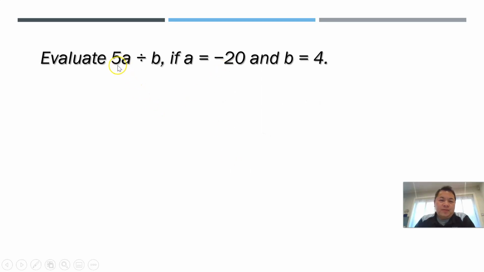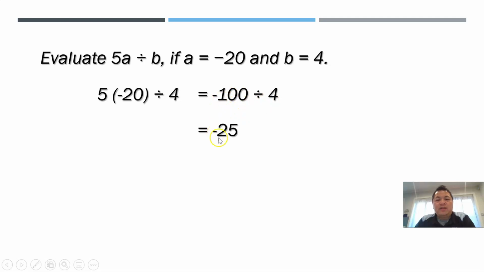Oh, substitution. It's something that we have done before, isn't it? But now it involves negative numbers. So what happens if I have this equation? I substitute minus 20 into A. That's how I get 5 bracket minus 20 divided by 4, because 4 is positive. So 5 times minus 20, that's how I get minus 100 divided by 4. So negative divided by positive, and the result is negative. That's how I get minus 25.